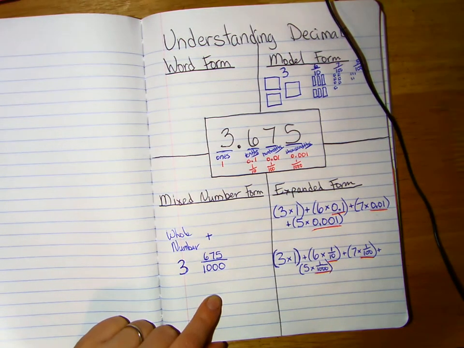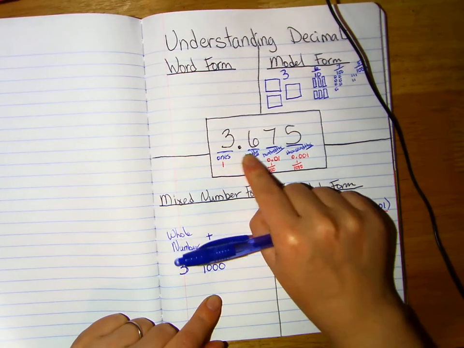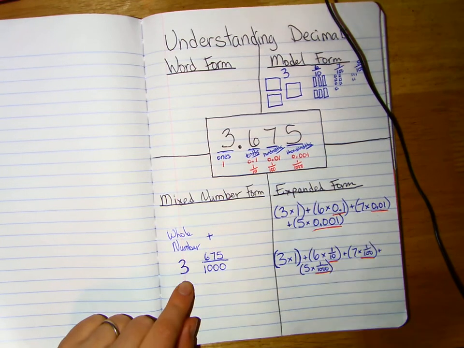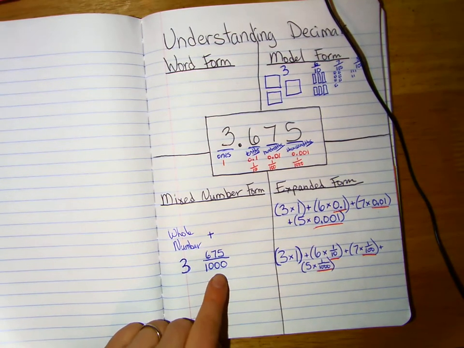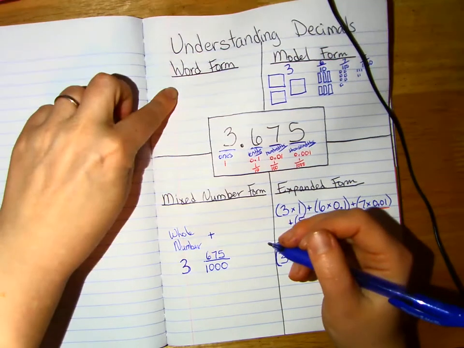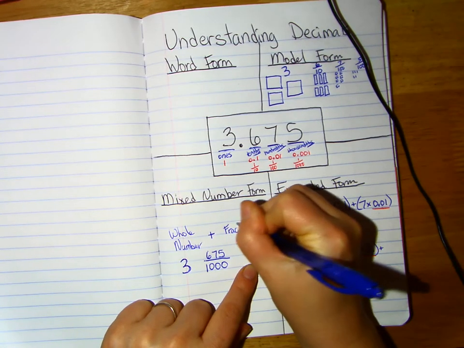So in mixed number form, this decimal, 3.675, I can write like a fraction. It's 3 and 675 thousandths. This is going to be really helpful tomorrow when we're writing it in word form. Oops, I should add right here: whole number plus fraction.